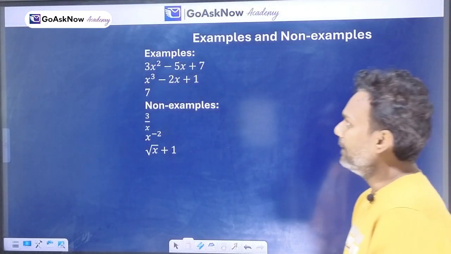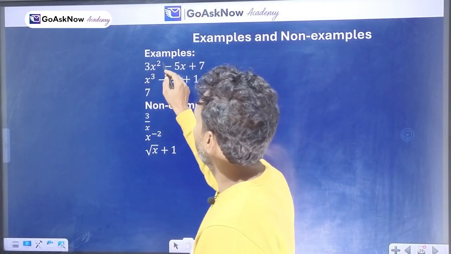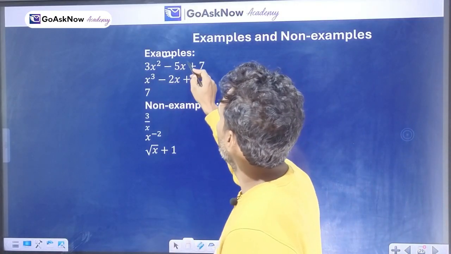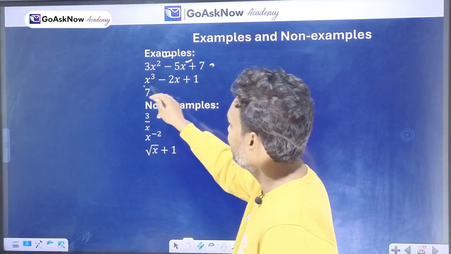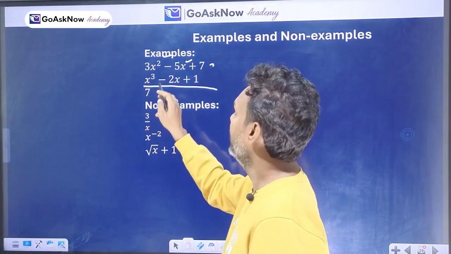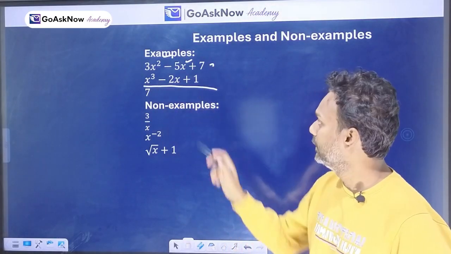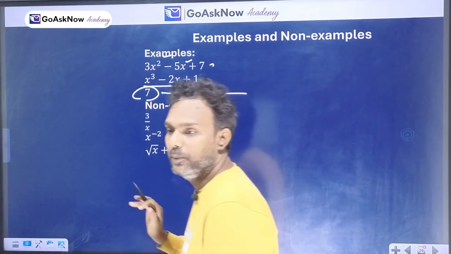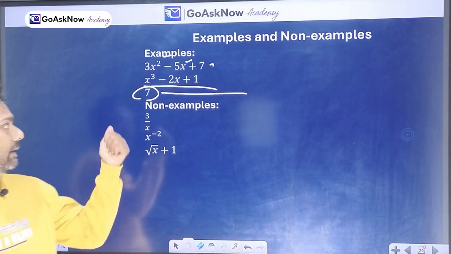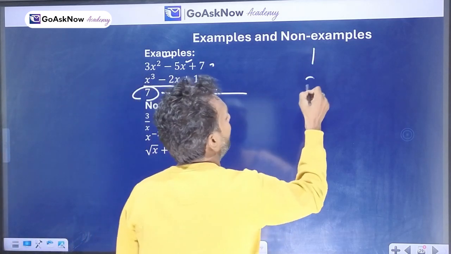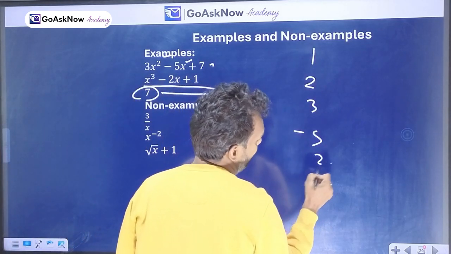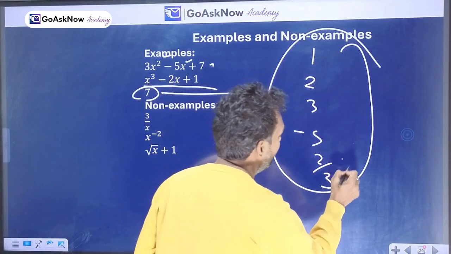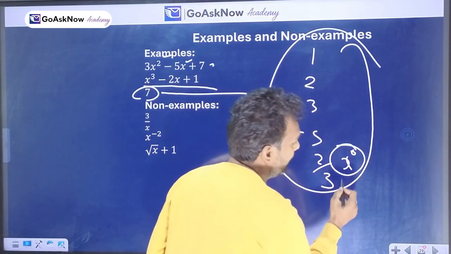Now there are some examples. Yes, this is a polynomial because the powers are 2, 1 and 0. Yes, this is also a polynomial because the powers are 3, 1 and 0. This is a constant polynomial where the power of x is 0. So numbers like 1, 2, 3, minus 5, 2 by 3, yes, these are also polynomials where the power of the variable is 0.